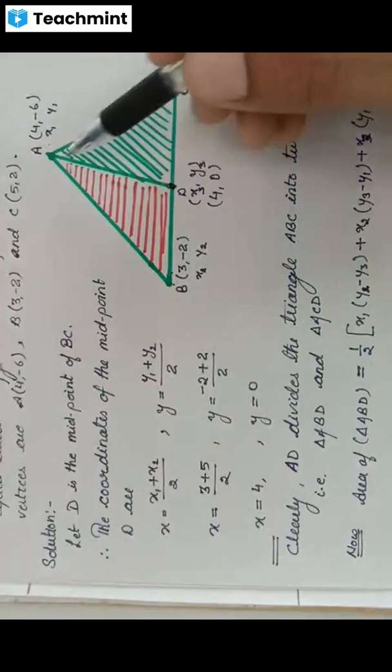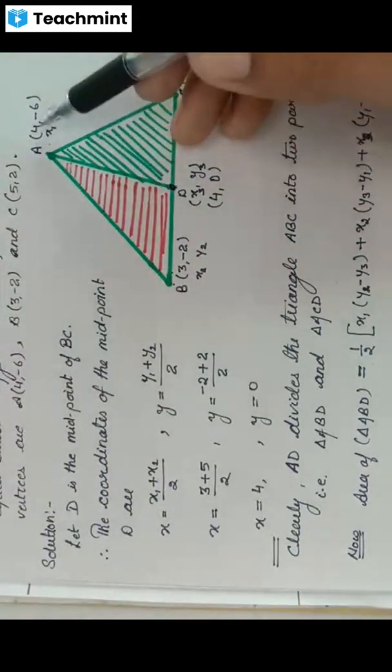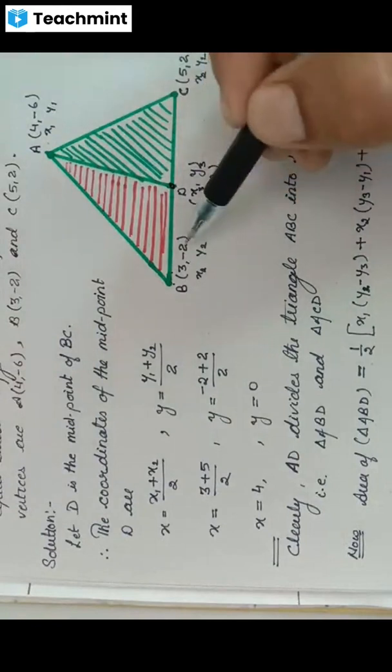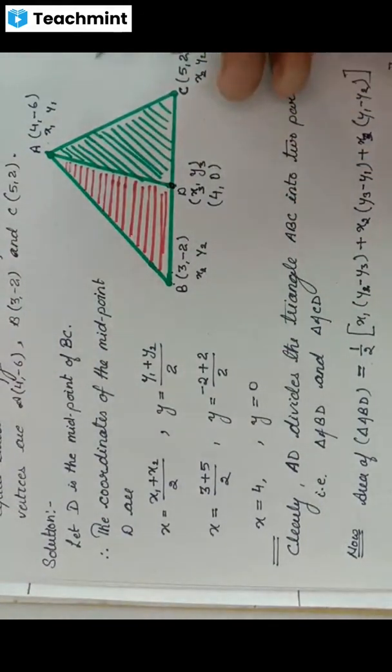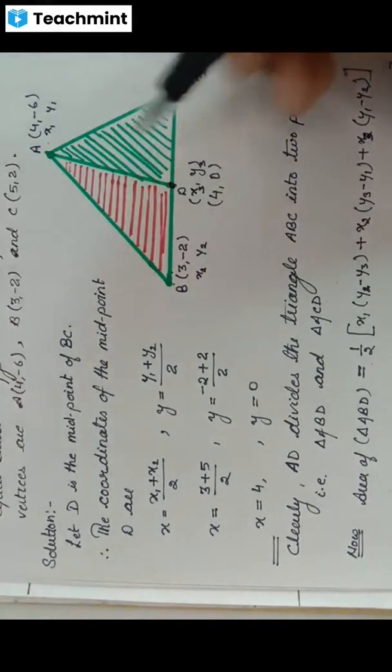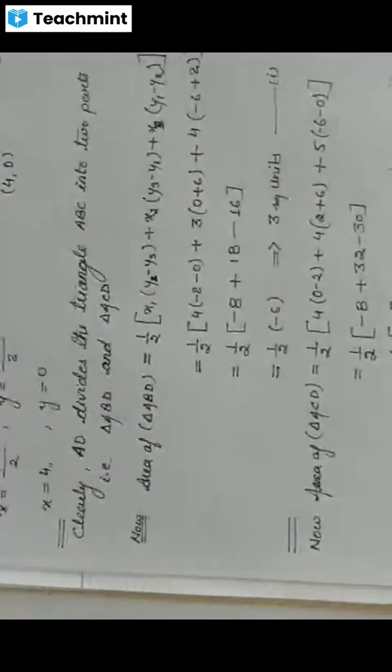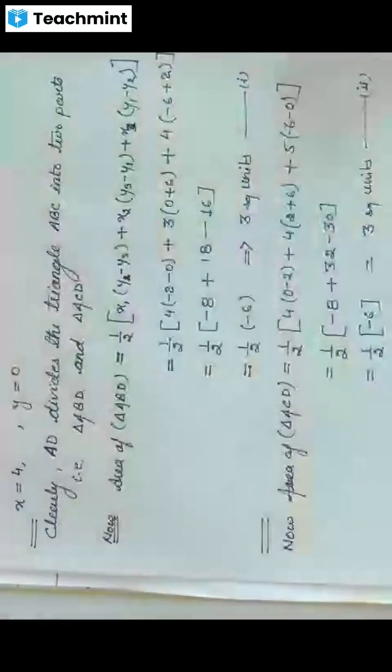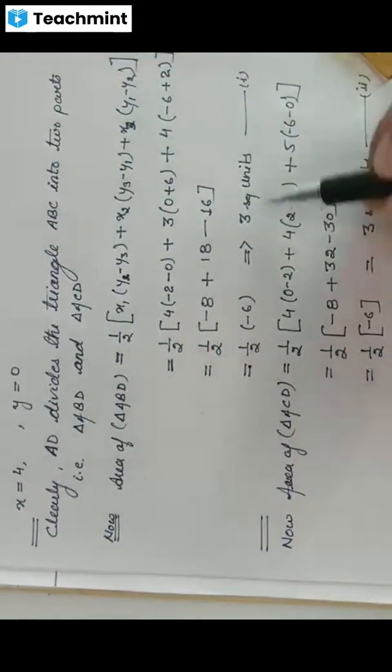Now we have to find the area of triangle ABD. We have considered x1 y1, x2 y2 and x3 y3, and for the area of the green part, that is ACD, we considered x1 y1, x2 y2 and x3 y3, and by using the area formula of a triangle we got the values. The first value is actually -3, but the negative should be ignored because area can't be negative. So it is 3 square units and the other one is also 3 square units, and we can see that both areas are equal. So the median of a triangle divides it into two equal areas.